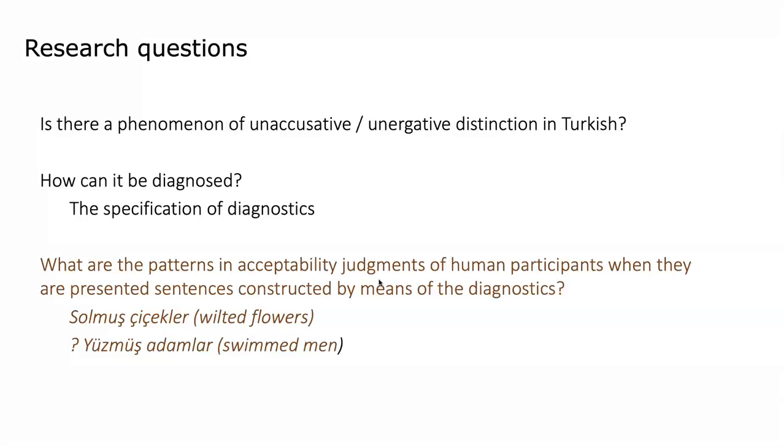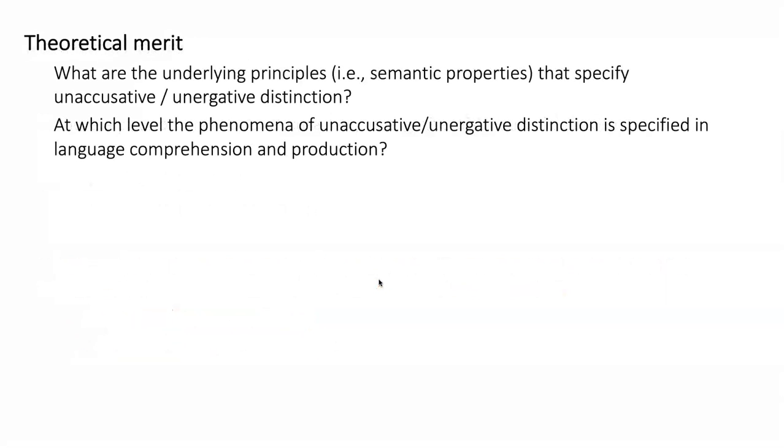It is also fine. I mean, it is legitimate, but you have this feeling of unacceptability, isn't it? At least compared to the first one, the second one is a bit weird. So yüzmüş adamlar is a bit weird. So this is, we believed at that time, a kind of diagnostic, the mush participle, of the unaccusative or unergative distinction. So this story goes like this, okay?